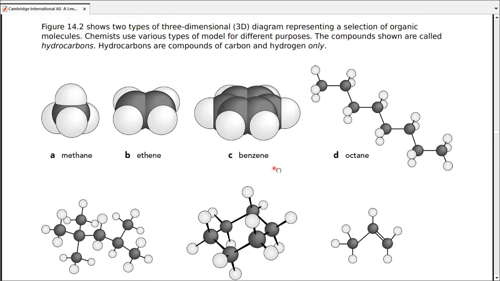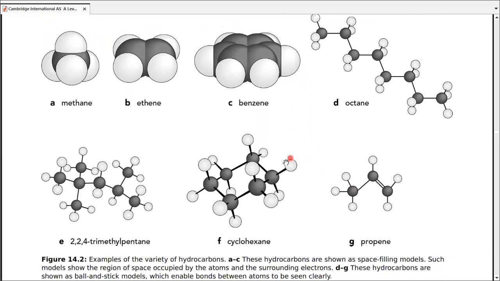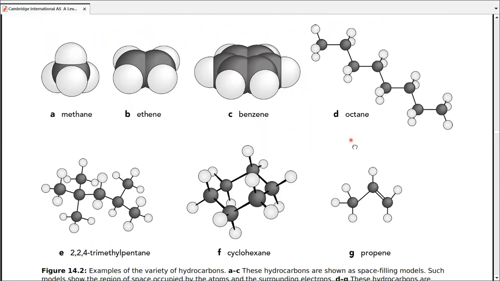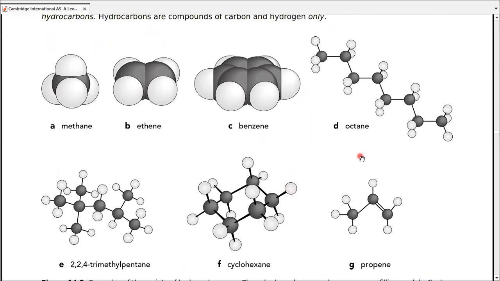So methane, ethene, benzene, octane, 2,4 trimethyl pentane, cyclohexane, propene. These are all here for the idea what we are about to face in AS chemistry. So it gives you an idea about the simple alkane and a simple alkene. Benzene is the molecule which is both singly and doubly bonded.